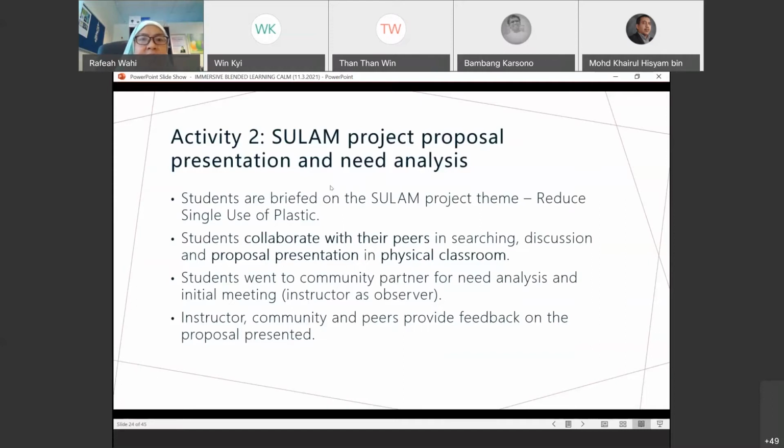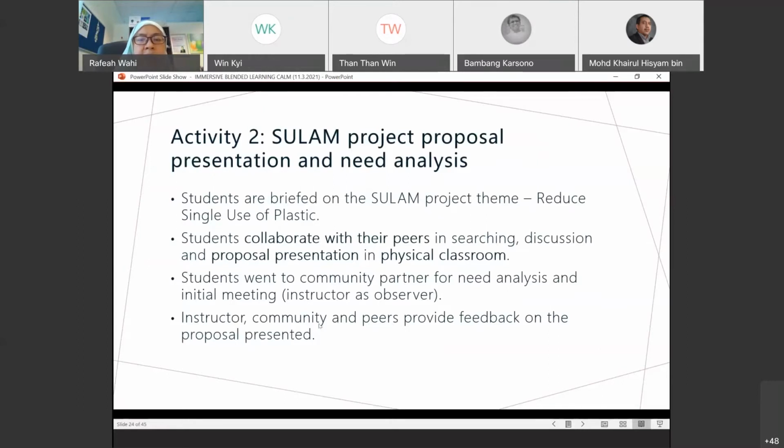The next activities: SULAM project proposal, presentation, and need analysis. So our students were able to meet the community partner for need analysis and initial meeting. However, unfortunately, when COVID-19 hits, we cannot continue with this project. But we hope to continue it this time when we are more ready to face the e-SULAM challenge.